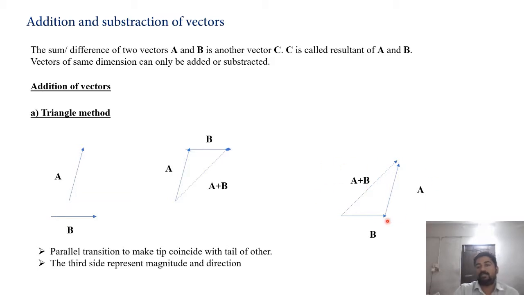A plus B, that is the resultant vector. So I think you are clear with the triangular method of vector addition. What you have to do, you just arrange this one, the same length you have to draw here, and this parallel you draw, and the third side you represent A plus B.